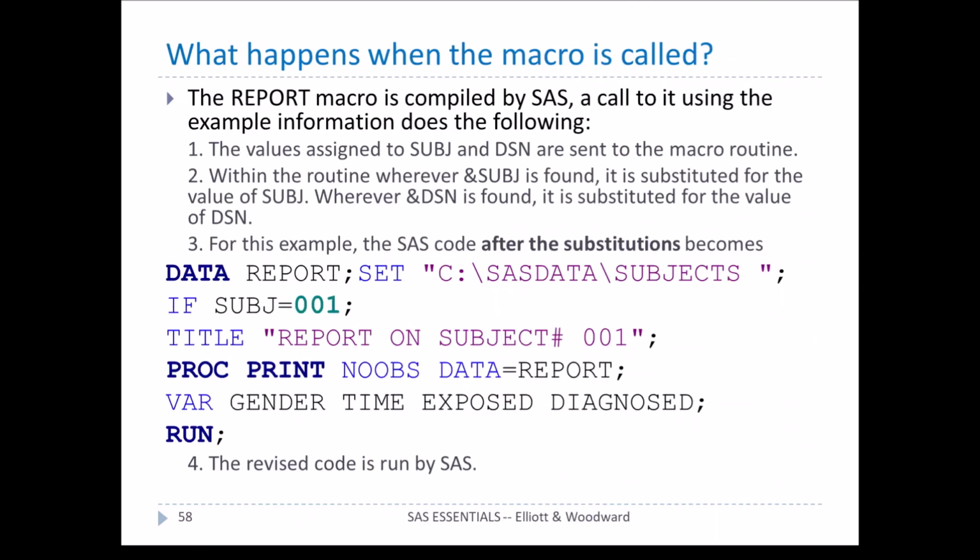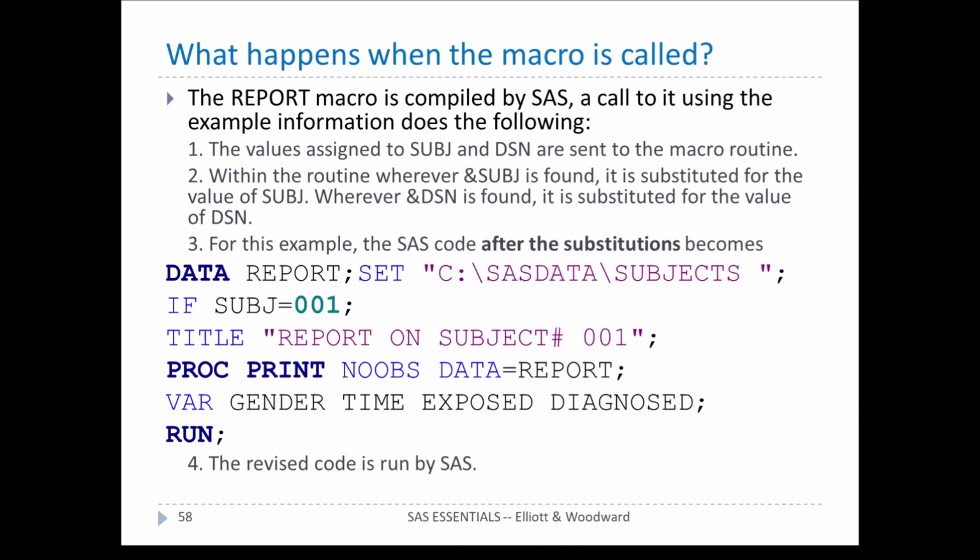Okay, so what happens when the macro is called? The report macro is compiled by SAS, and a call to it using the example information does the following. The values assigned to subj and dsn are sent into the macro routine. Within the macro routine, they're referred to as &subj and &dsn. Wherever those macro variables are found, the value sent in is substituted for the value of subj.